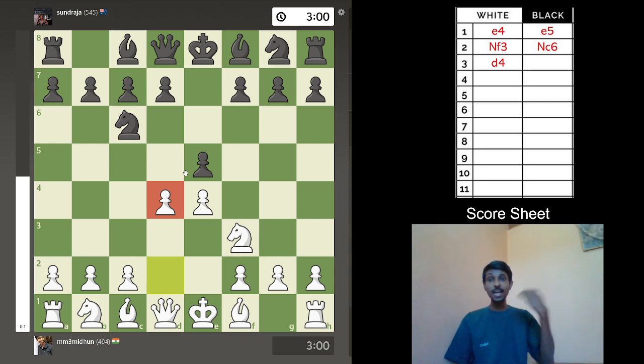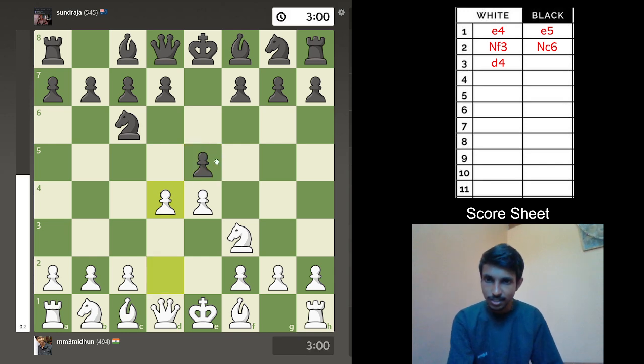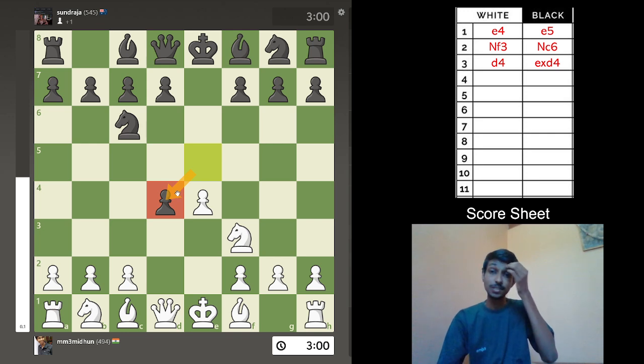And now let's make a capture. Now the opponent is capturing my pawn. How do you write this? So now you see that this pawn was in the E column, and now it's capturing my pawn on the D column, D4. So you write it as exd4, which means the E pawn captures the D4 square.